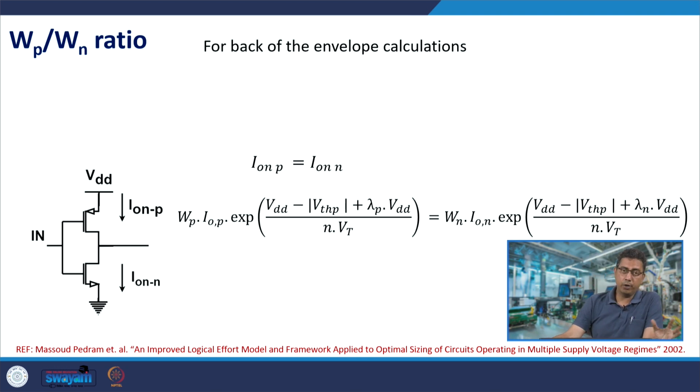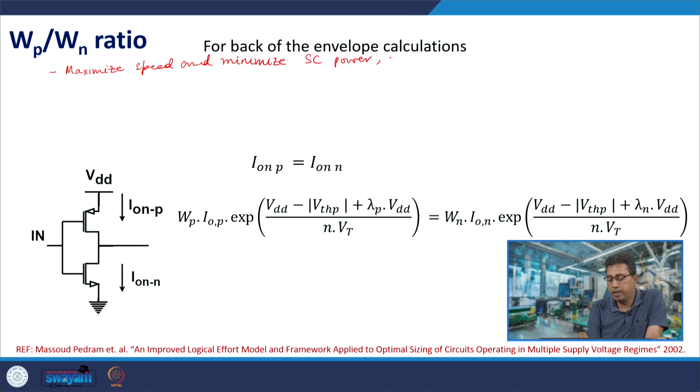So, why do you do this? Because you may sometimes want equal rise and fall transition times, sometimes you may want them to be in a certain ratio, but you do not want the rise and fall transition times to change arbitrarily, because that is not the way you design a logic path. In a logic path, you always have the assumption that the transition times are matching to maximize speed and to minimize short circuit power. To maximize speed and minimize short circuit power, transition times in path must match.